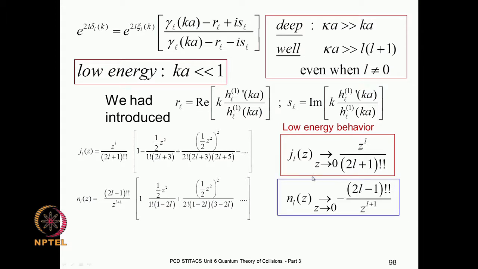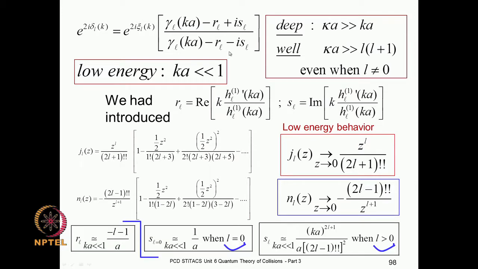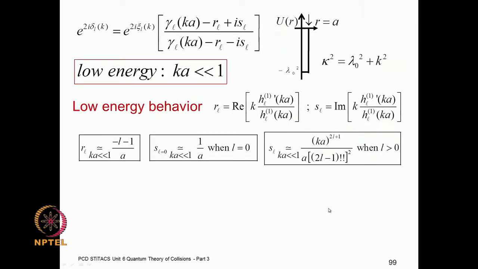Okay, so you have the low energy behavior of the Bessel function and the Neumann function, in terms of which you can describe the low energy behavior of the Hankel functions, in terms of which you can describe the low energy behavior of the functions R and S, and in terms of this you can analyze the phase shifts, the phase shifts rho. So you can get these relations when you are dealing with low energy, so that k is much less than 1. Okay, so this is the low energy domain, and you can get the values for S when L is 0 and when L is greater than 0, and you get these values by taking the low energy behavior.